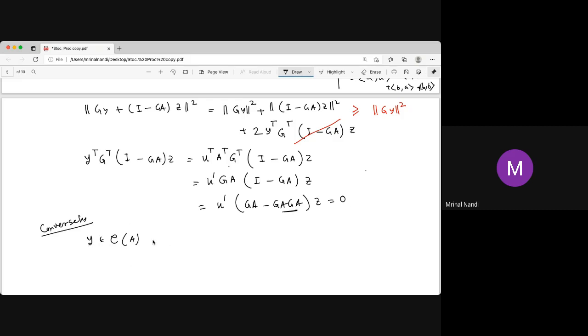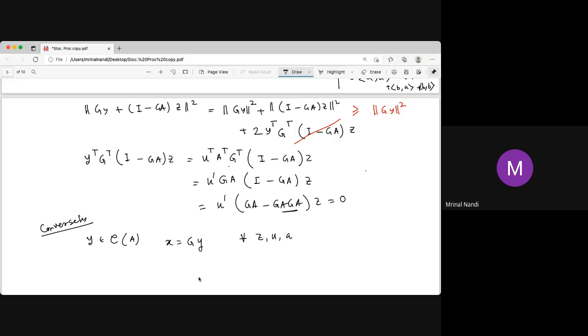Now y belongs to that column space. So x equal to Gy is a solution. We know that is a solution. Now G is a G inverse of A, GA. Now for all Z and for all U and A, what happened?